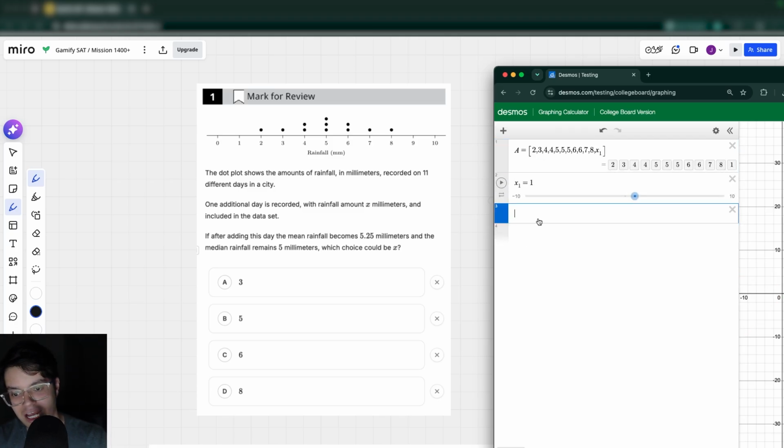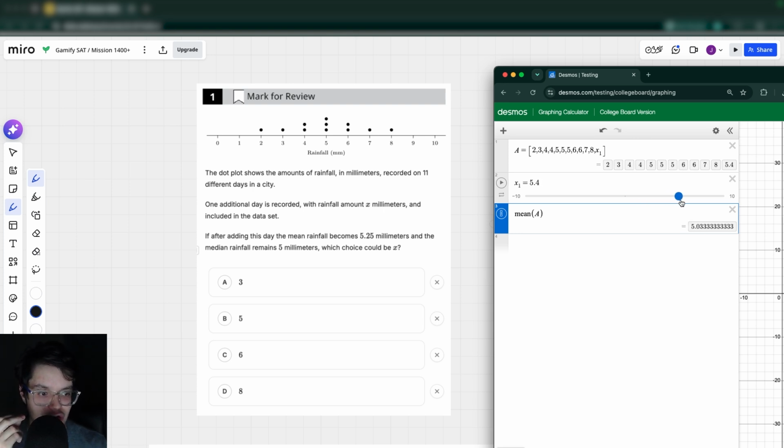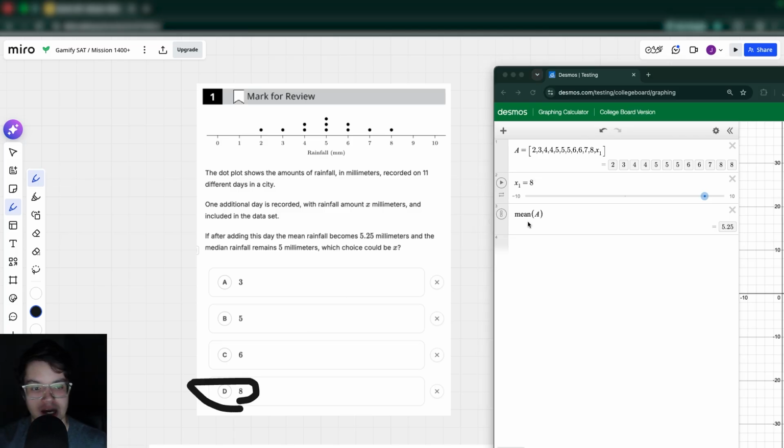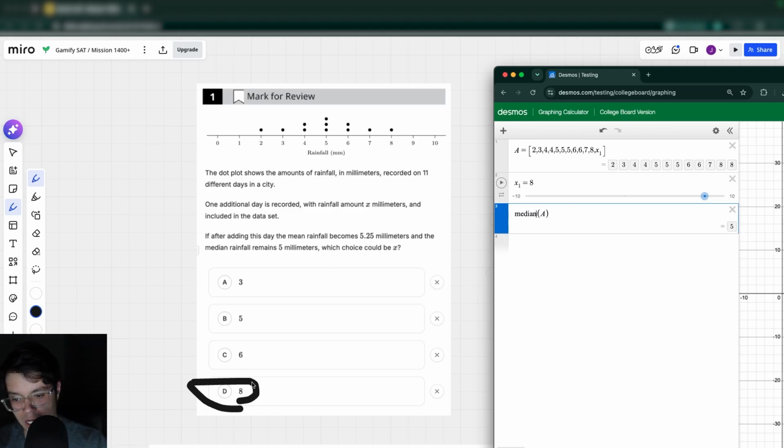So add a slider there. It says after adding it, the mean becomes 5.25. So we have to find where the mean is going to become 5.25. I can just move it around, and are we going to get 5.25 anywhere? Yep. If X is equal to 8, it becomes 5.25. That works. It says that the median must become 5, so we can try that as well. Median, yep, it would also be 5, so therefore 8 works for sure.